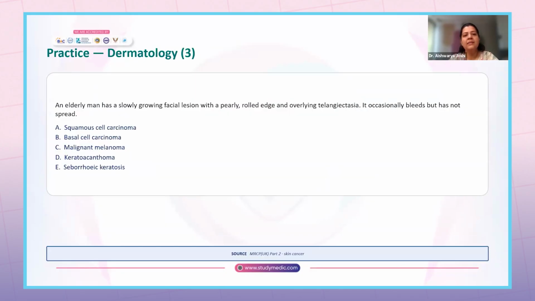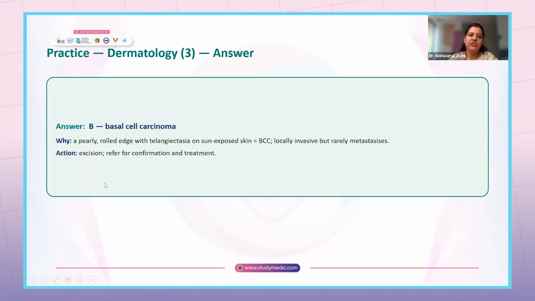An elderly man has a slowly growing facial lesion with a rolled edge and an overlying telangiectasia. It occasionally bleeds, but it has not spread. It is a basal cell carcinoma. Very clear. The treatment is by excision because it has local invasion. It does not metastasize regularly.